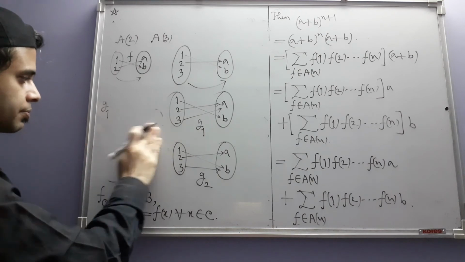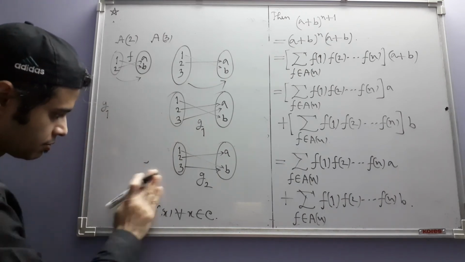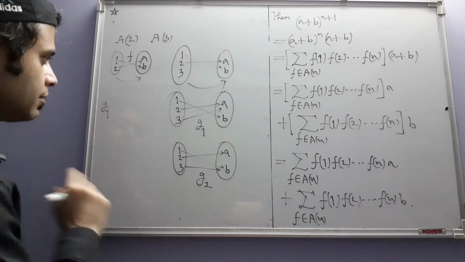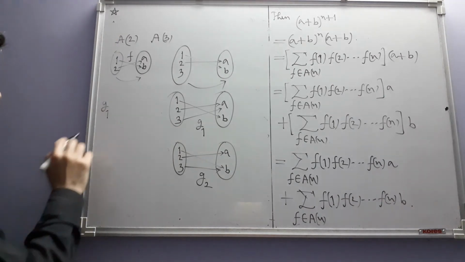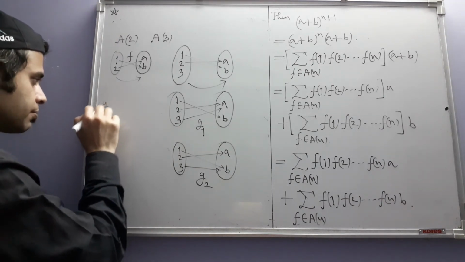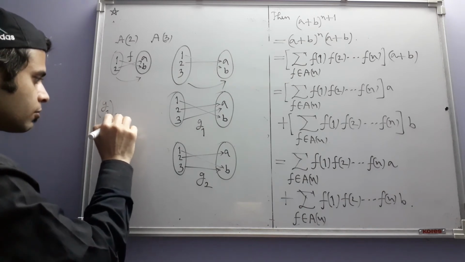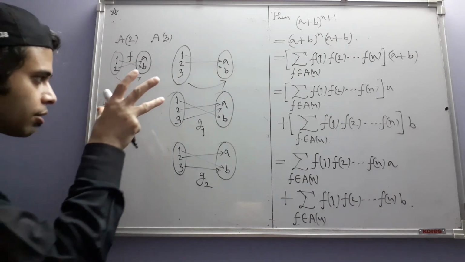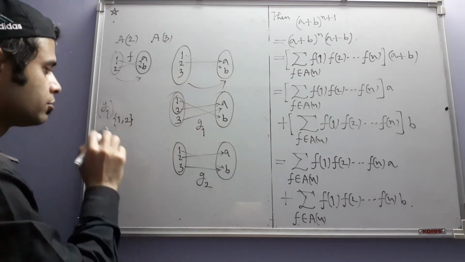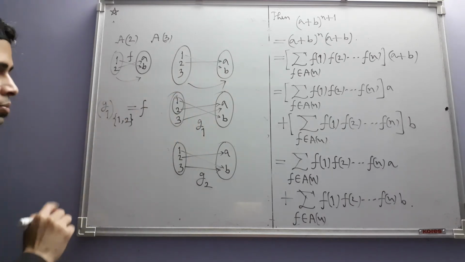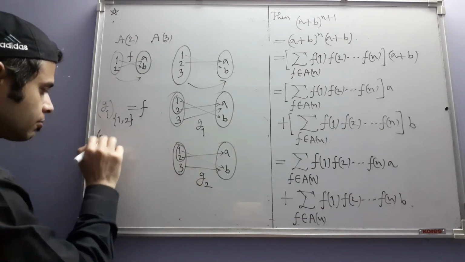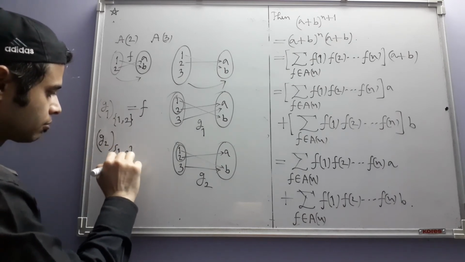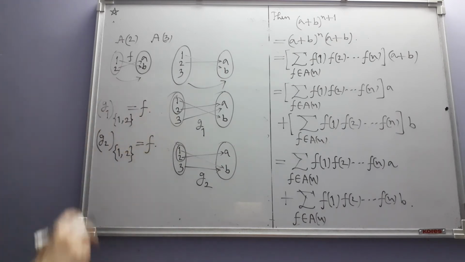With this, what property we are requiring for G1 and G2 here are these. G1 restricted to this subset {1, 2} should be equal to F. Like that, the restriction of G2 on this subset is also equal to F. Okay, so that is one property.